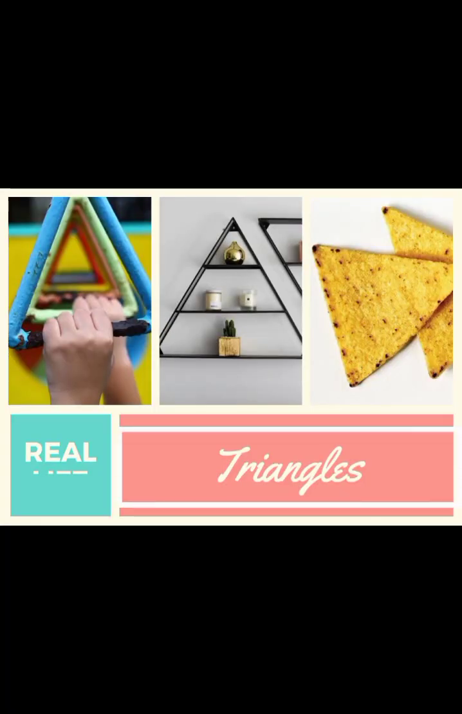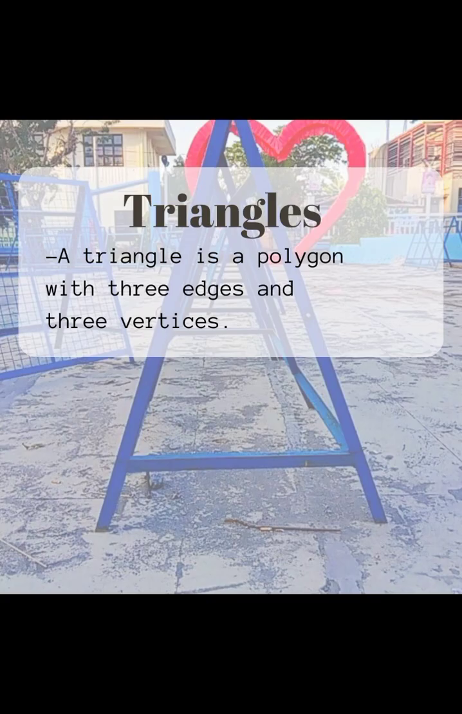Let us now proceed to our next topic, which is triangles. A triangle is a polygon with 3 edges and 3 vertices. It is one of the basic shapes in geometry. There are 3 special names given to triangles that tell how many sides or angles are equal. There can be 3, 2, or no equal sides or angles.